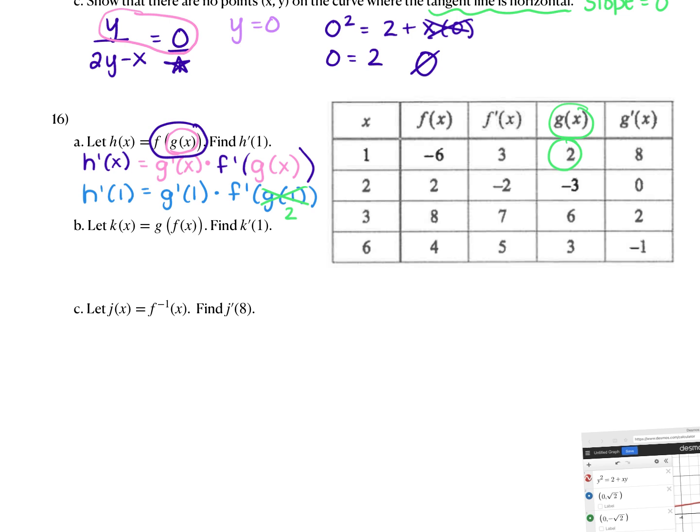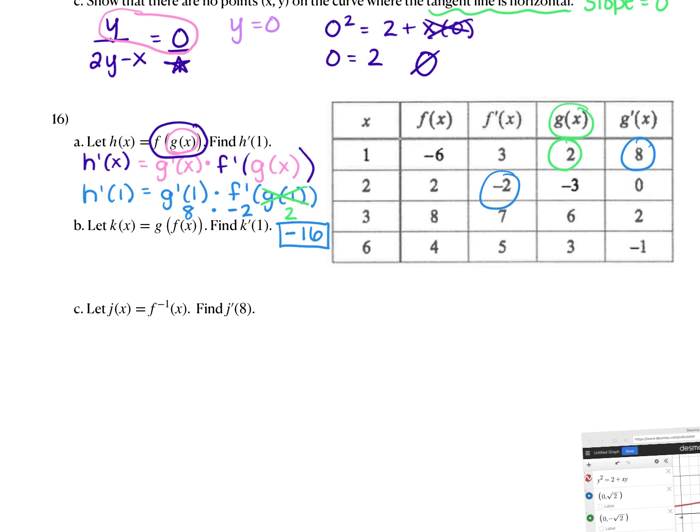And so now g prime of 1 is 8, and f prime of 2 is negative 2. So to answer this question, I would say this is 8 times negative 2, and so my final answer here would be negative 16. That's for part A.